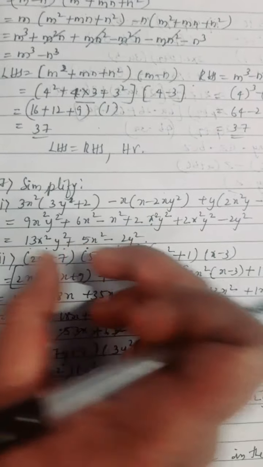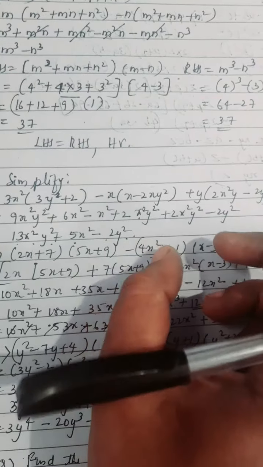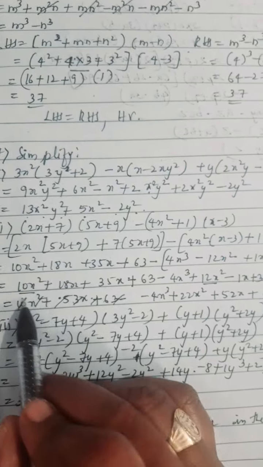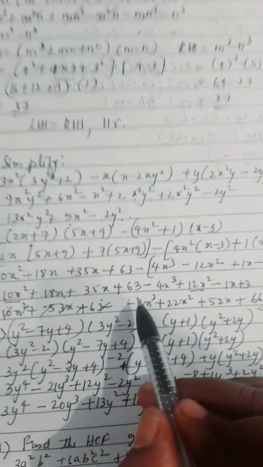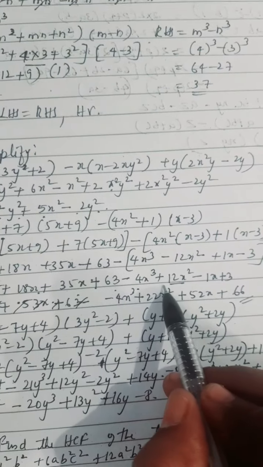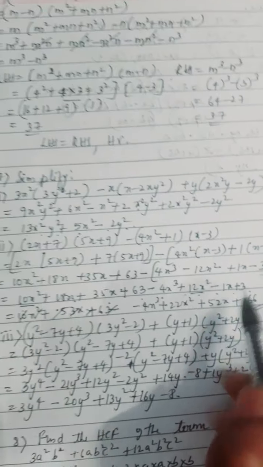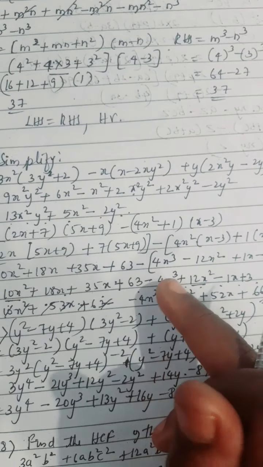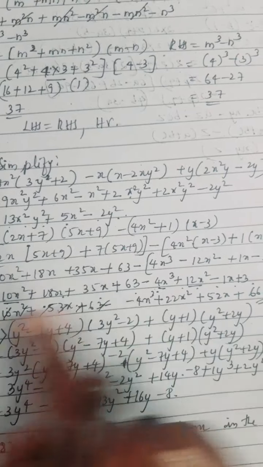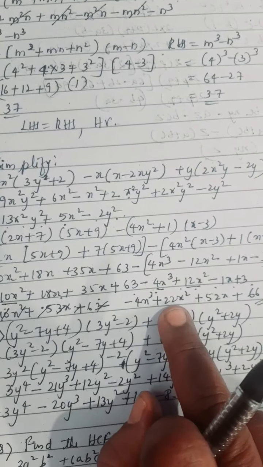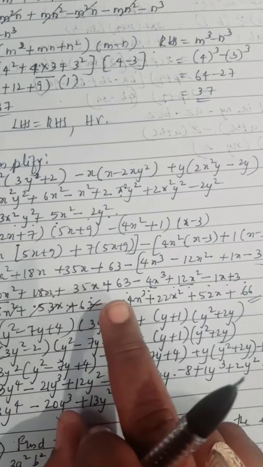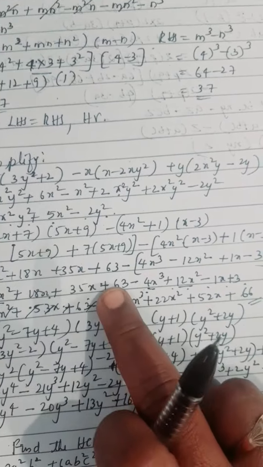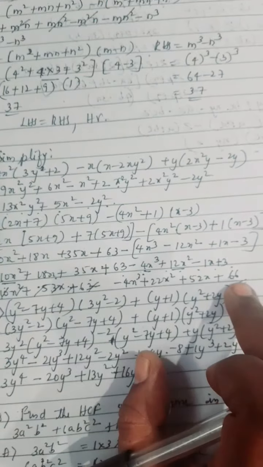Here we have binomial and minus again a binomial. Binomial with binomial we know how to multiply. We get 10x square plus 18x plus 35x plus 63 minus 4x cube plus 12x square minus 1x plus 3. Here like terms we have to add, children. We get, because only minus 4x cube is there, one time it will write here. 10x square plus 12x square is 22x square. 18x plus 35x minus 1x will be 52x, plus 63 plus 3 is 66, children.